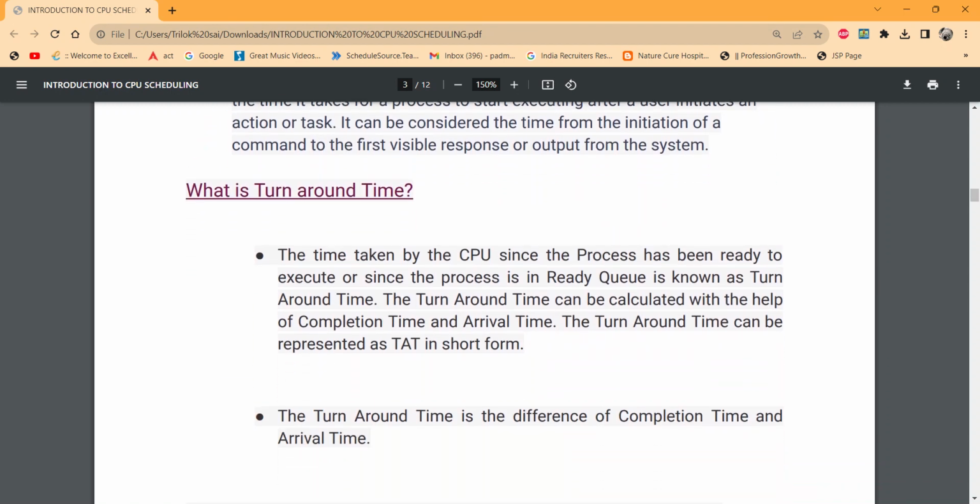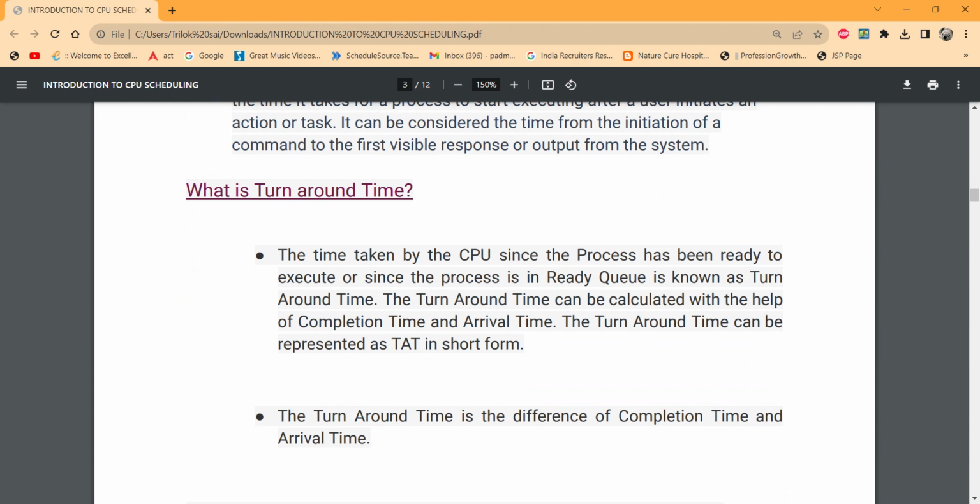What is turnaround time? The time a process has been ready to execute in the ready queue is known as turnaround time. Response time is the time that is dedicated only to the process, but turnaround time is the time that is dedicated to the CPU.